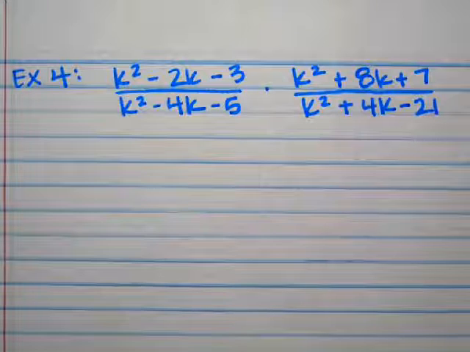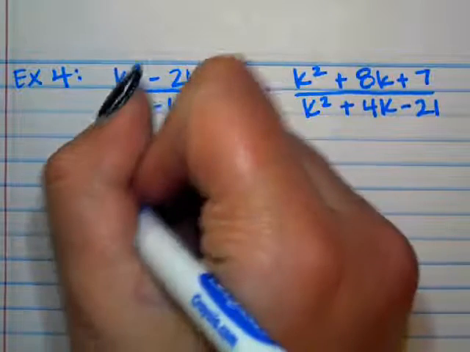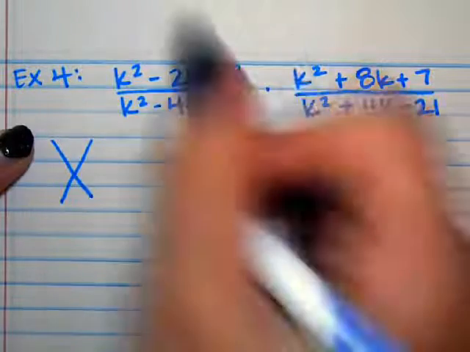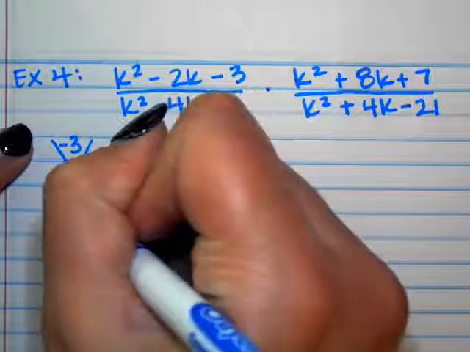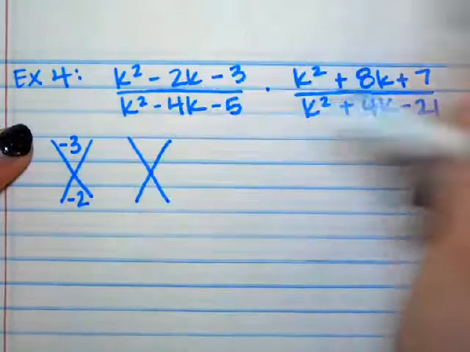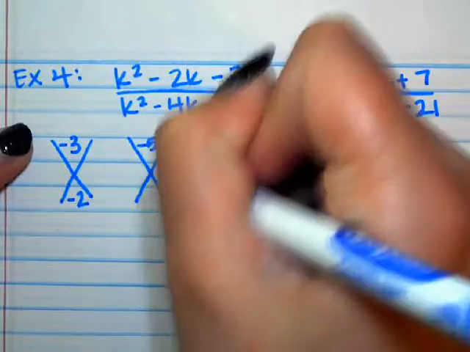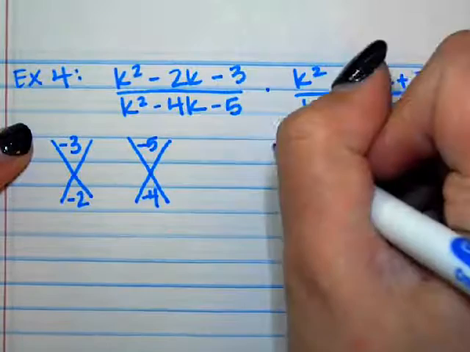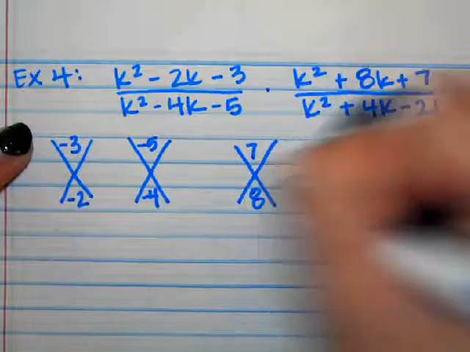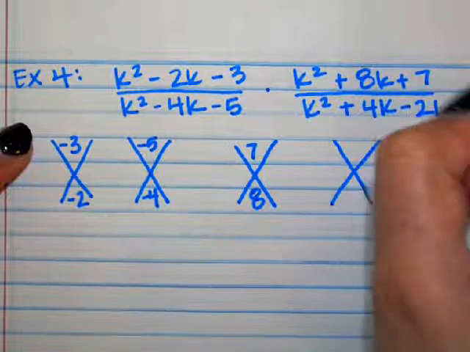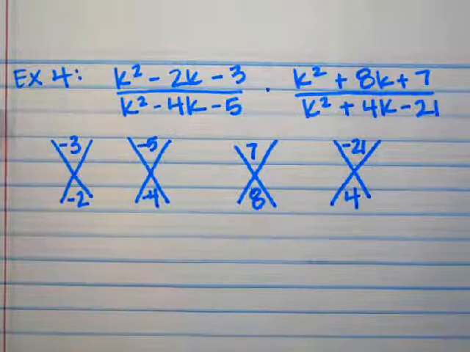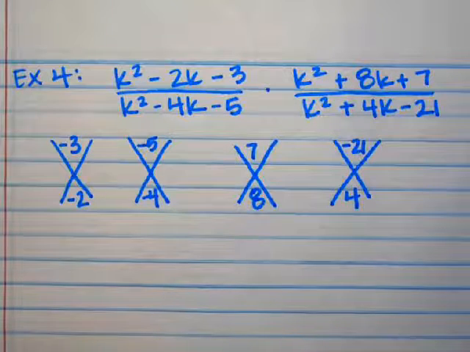All right, so we have lots of just regular factoring here. So we're looking for what multiplies to -3 and adds to -2. We're also looking for what multiplies to -5 and adds to -4. We're also looking for what multiplies to 7 and adds to 8. We're also looking for what multiplies to -21 and adds to +4. Lots and lots of factoring.